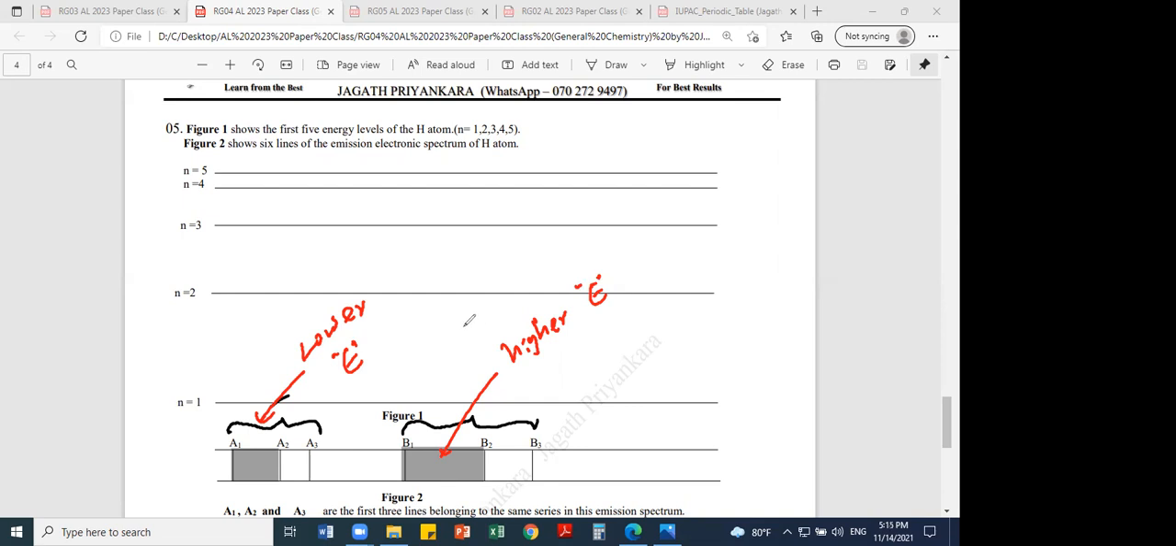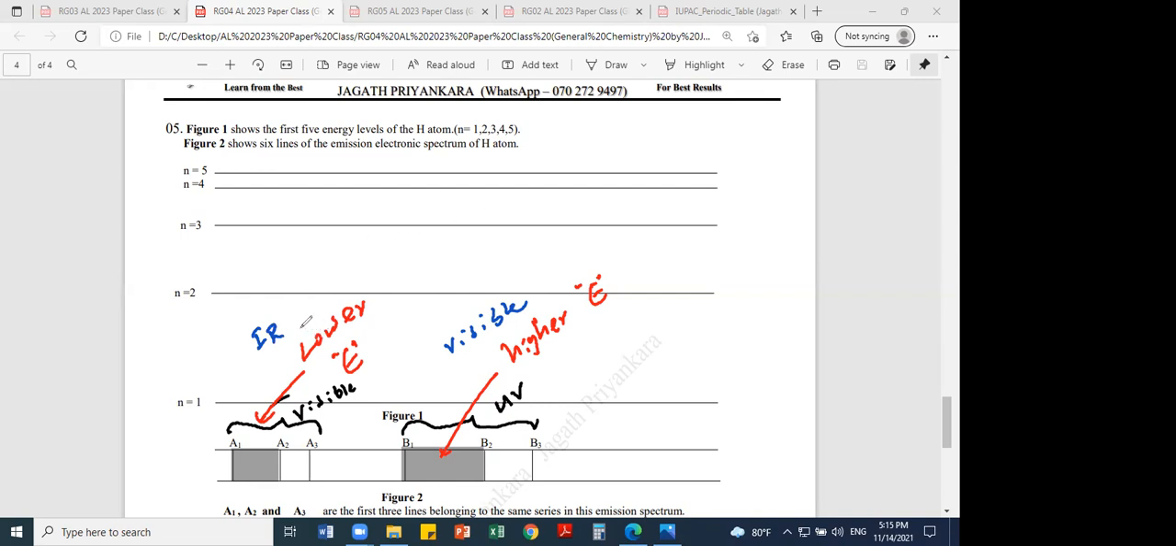So for example, if this is UV, this should be what? Before UV you have visible. Visible. Or else, if this is visible, this should be IR, lower than that. One of these combinations.